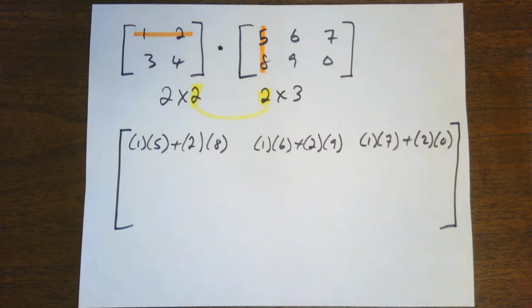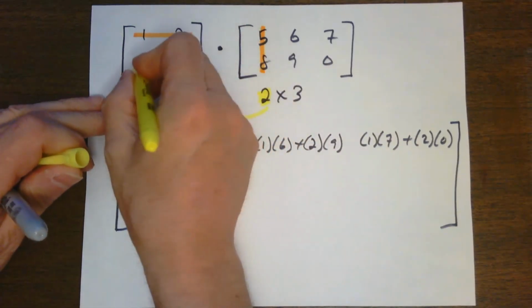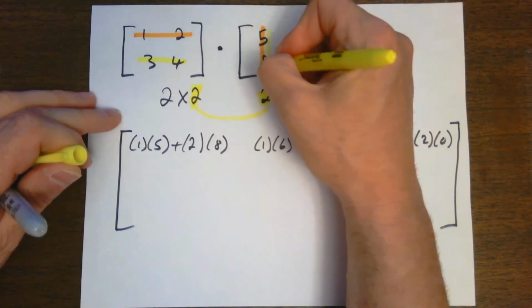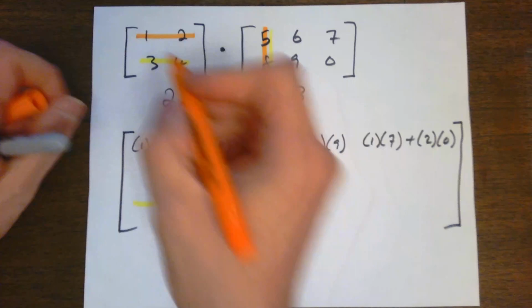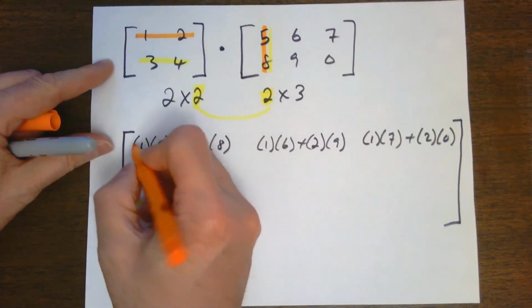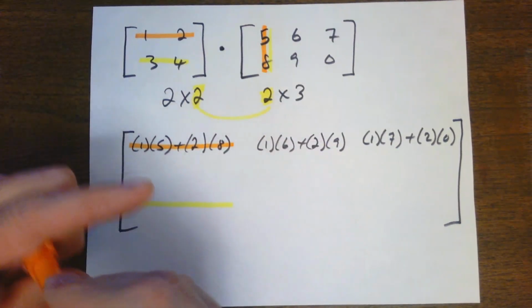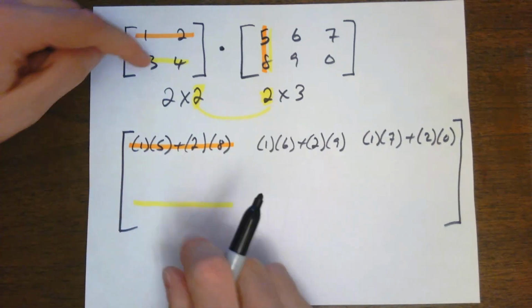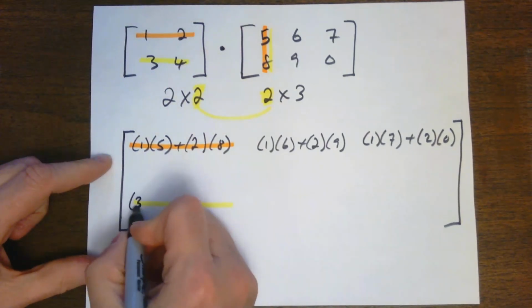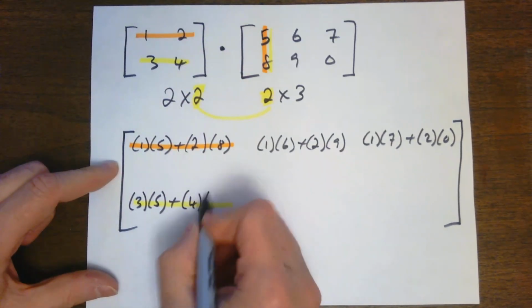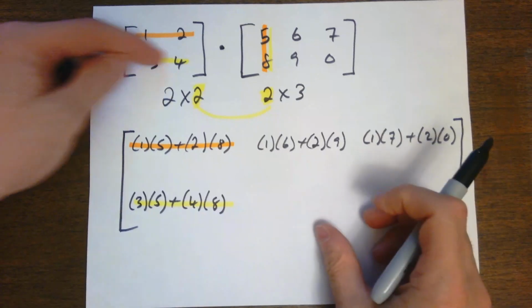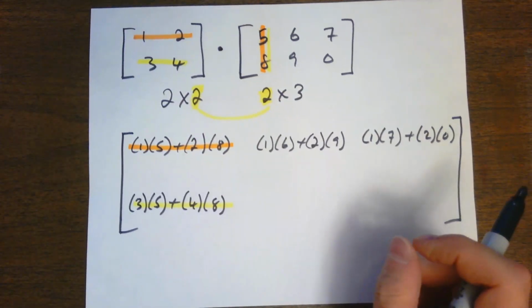There's my first row. Now I'm going to do second row, and the second row times the first column is going to give me second row, first column entry. Oh, I didn't highlight this one down here, did I? First row times first column gave me first row, first column entry. There it is. So now I'm going to do 3 times 5 plus 4 times 8. And there it is. Second row times first column, second row, first column entry.